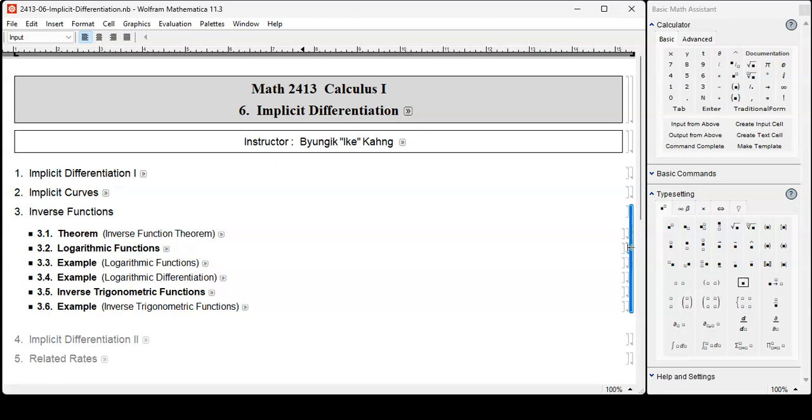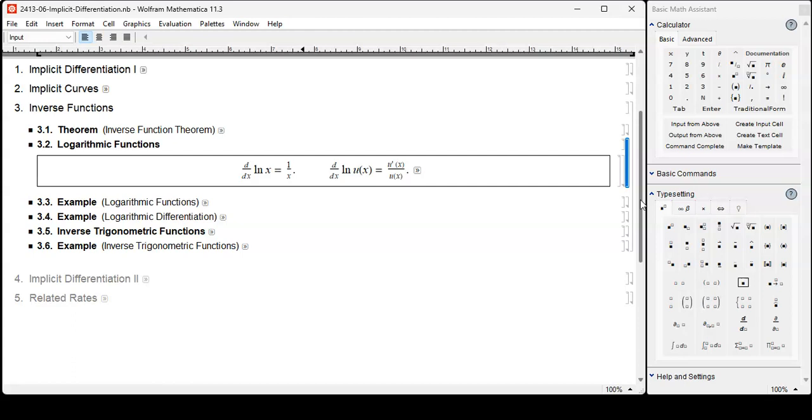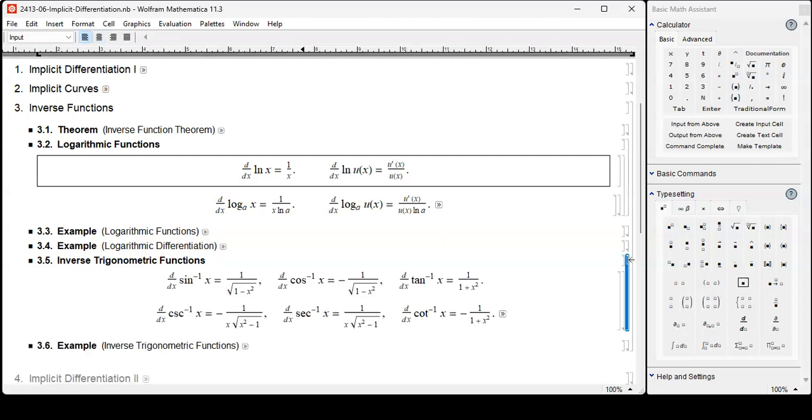Previously in section 3, we went through the derivative computations on log functions. For natural log functions, here we are. And for arbitrary base log functions, here we go. And then some derivatives on inverse trig functions, like these. Remember those? Now you tell me, which is more important, log functions or inverse trig functions?